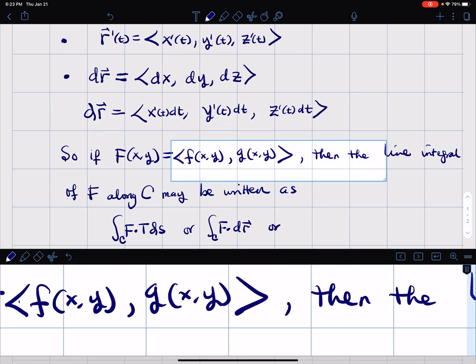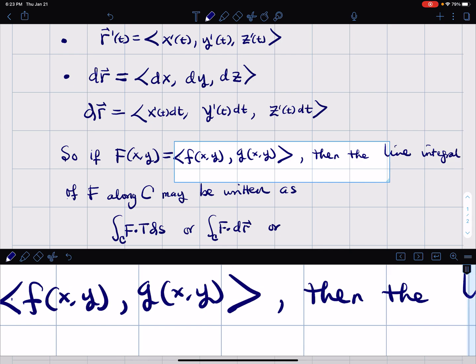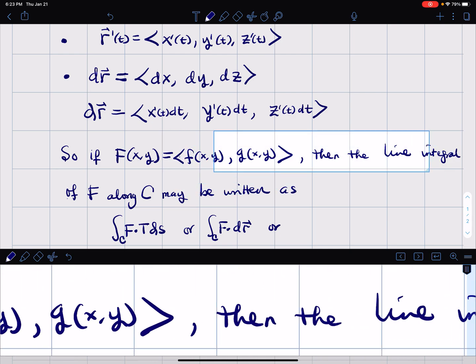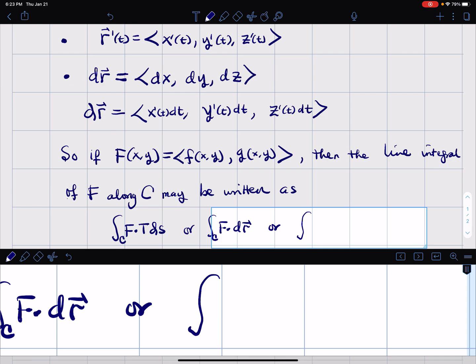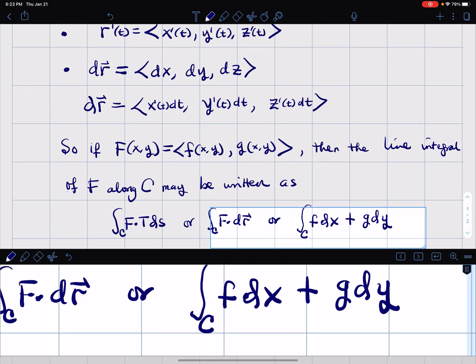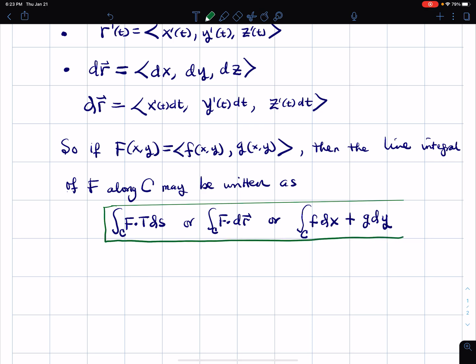And we know F is f and g, right? f is the first component and g is the second component. If we do F dot dr, then we get f times the first component of dr, which is just dx, so f times dx plus g times dy. So I just want us to know that there are now three notations for line integral, and they are all valid depending on the scenario or what you have in the problem.